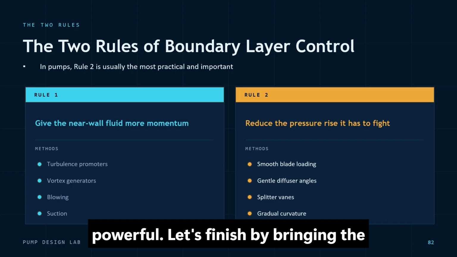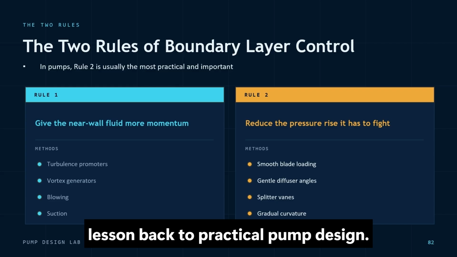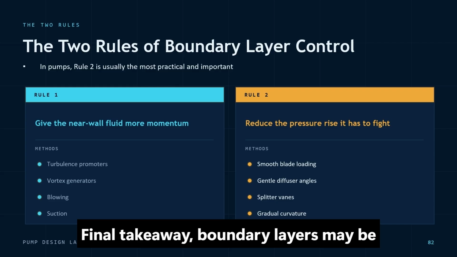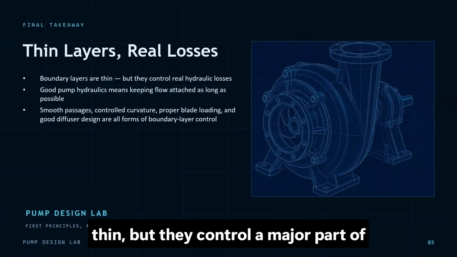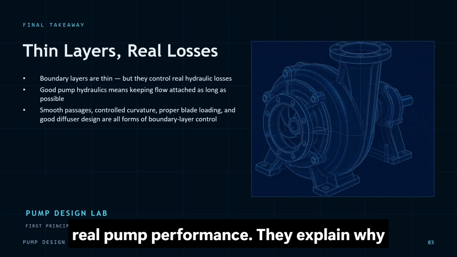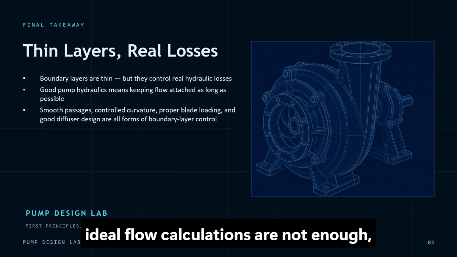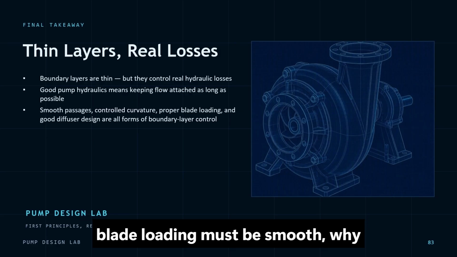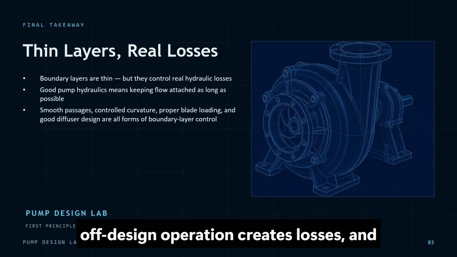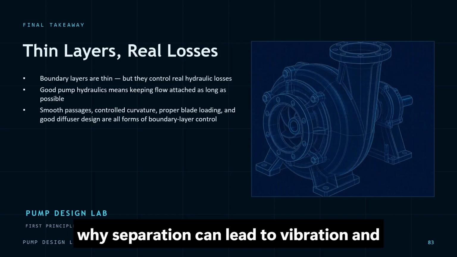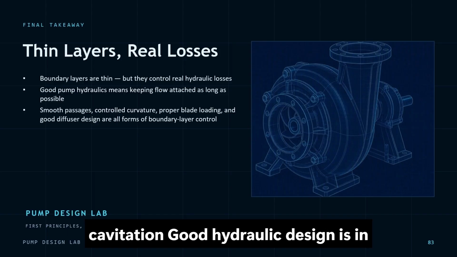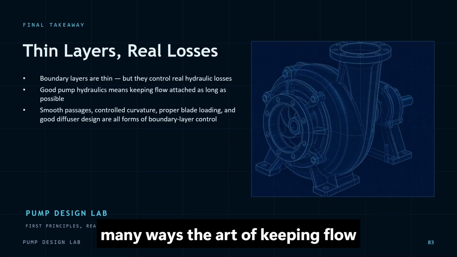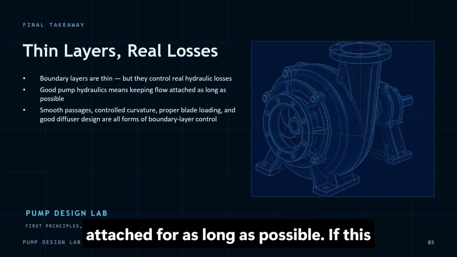Let's finish by bringing the lesson back to practical pump design. Final takeaway. Boundary layers may be thin, but they control a major part of real pump performance. They explain why ideal flow calculations are not enough, why diffusers need careful angles, why blade loading must be smooth, why off-design operation creates losses, and why separation can lead to vibration and cavitation risk. Good hydraulic design is, in many ways, the art of keeping flow attached for as long as possible.